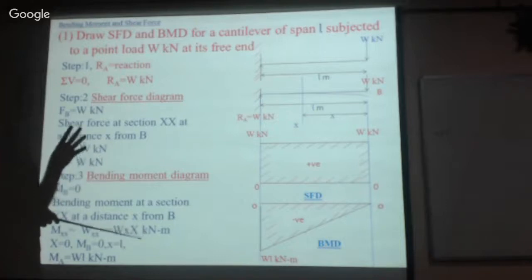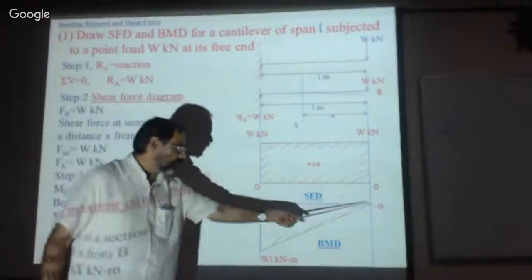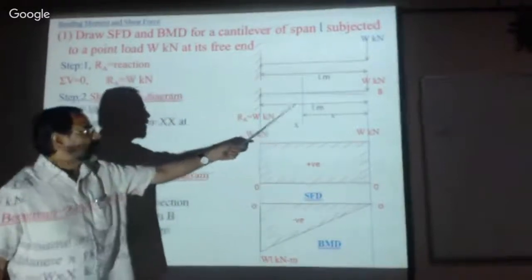At the free end and the simply supported end, the bending moment will be zero. Therefore, at the free end, the bending moment is equal to zero. Now let us calculate the bending moment at this point.